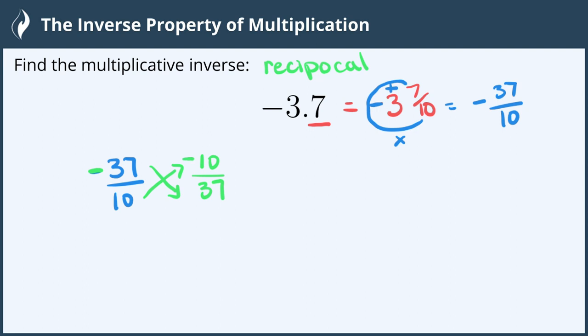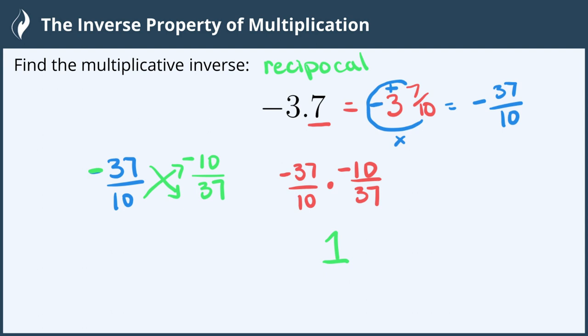To double check to make sure that we did correctly find the multiplicative inverse, or the reciprocal, we can take the original, -37/10, and multiply it by the reciprocal, or the multiplicative inverse, -10/37, and check to see if we get the multiplicative identity of +1.